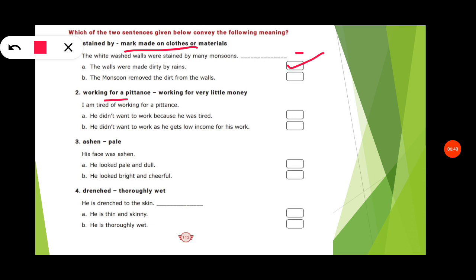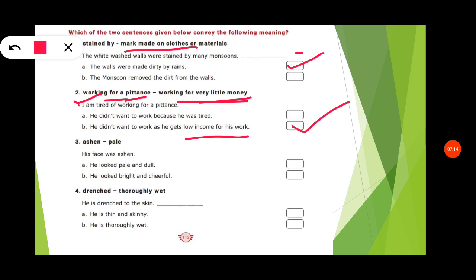Working for a pittance. The meaning is working for very little money. They are working for a little money. What is the situation? I am tired of working for a pittance. The options are: he did not want to work because he is tired, or he did not want to work as he gets low income from his work. The correct option is B. Gopal will be uttering this word, saying that he can't get low income.